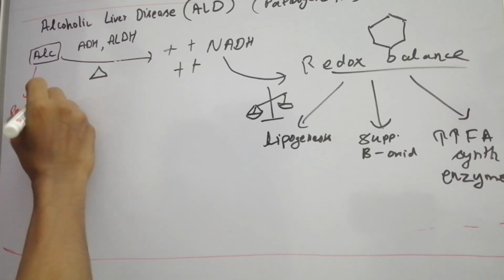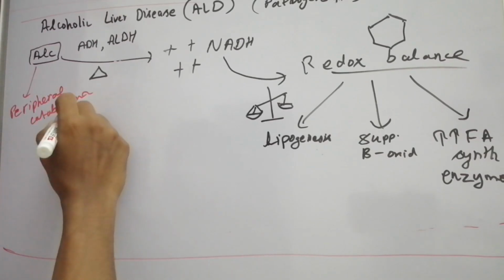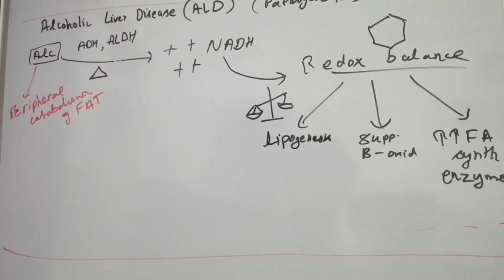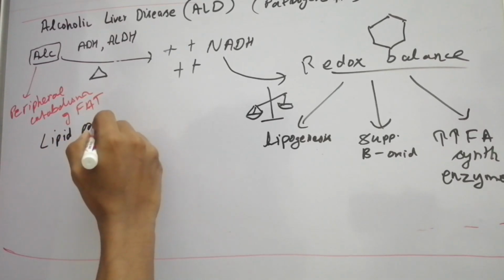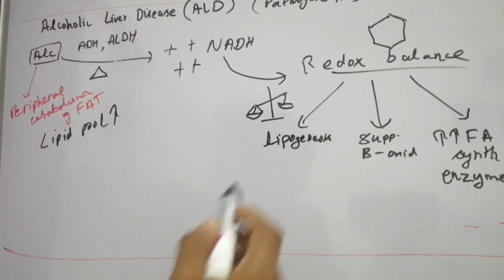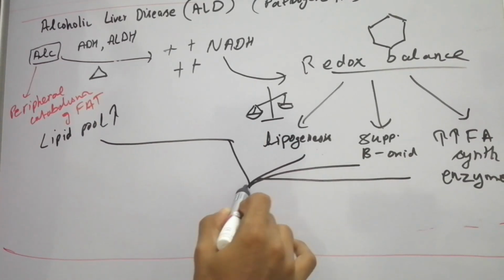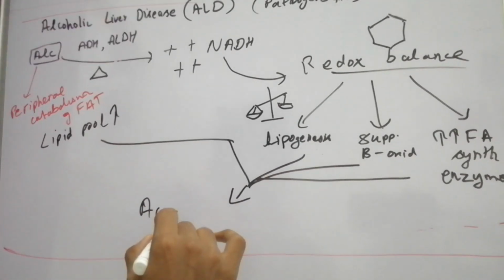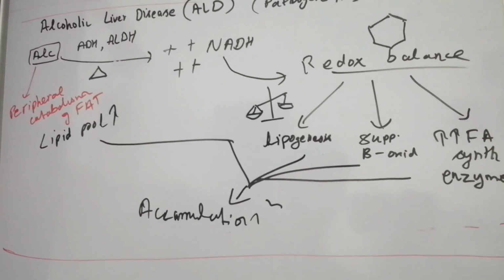Peripheral catabolism of fat. Once this happens, the lipid pool is going to increase tremendously. So the lipid pool increases, and this is going to add up. What is going to happen? Accumulation. So accumulation is going to happen.